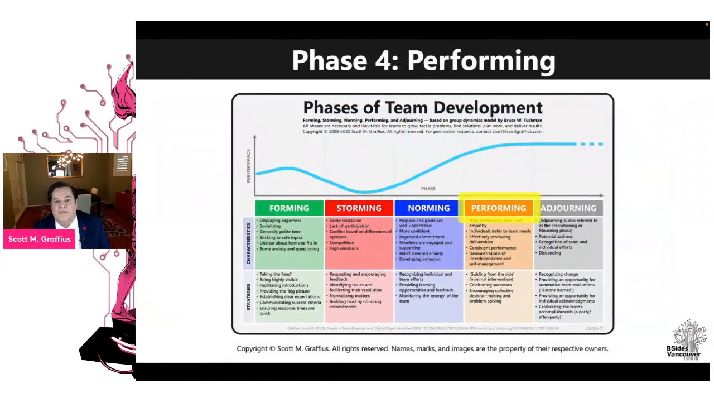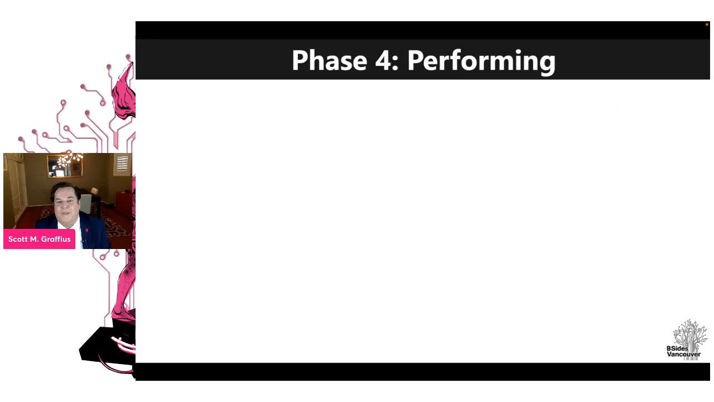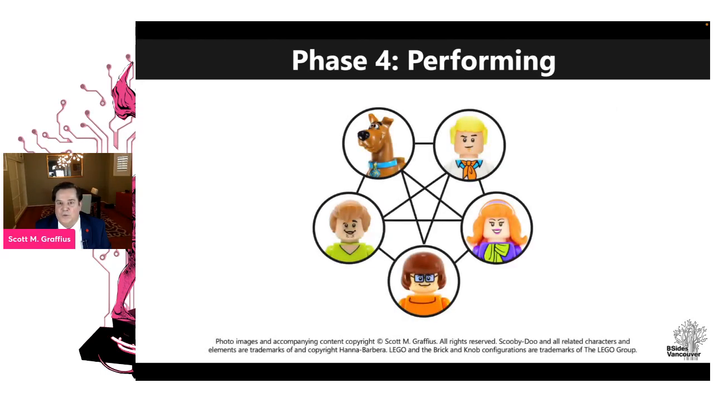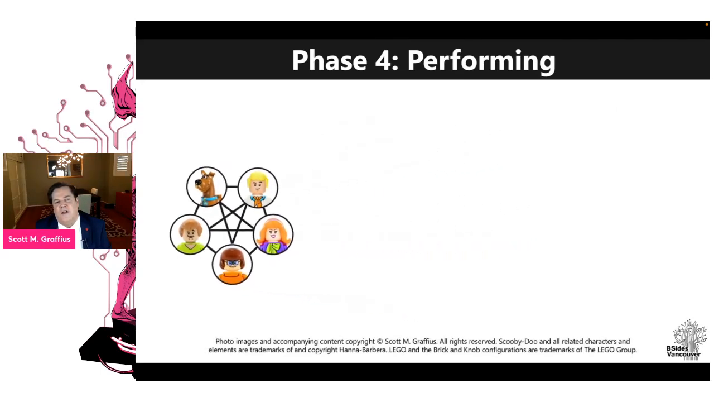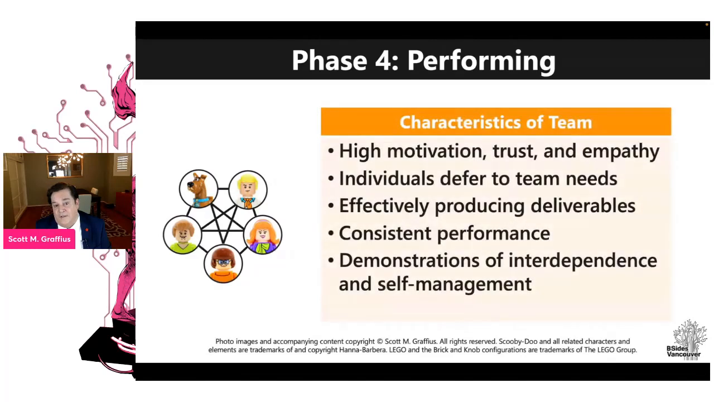And that brings us to the highest level of performance, which, by the way, correlates with happiness, and that is performing. And here, a very different visual showing really the interconnectivity. I think it's the last bullet point here. Yes, demonstrations of interdependence and self-management, sometimes called self-organization in some circles, I should say.